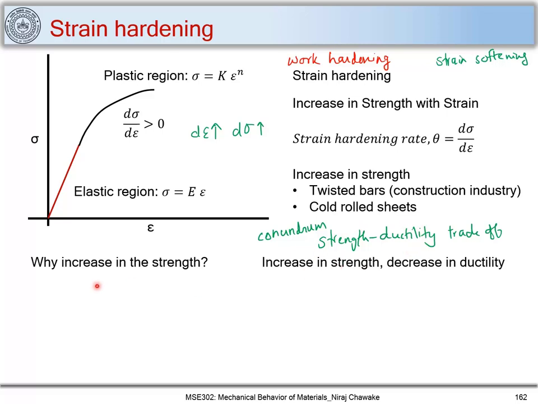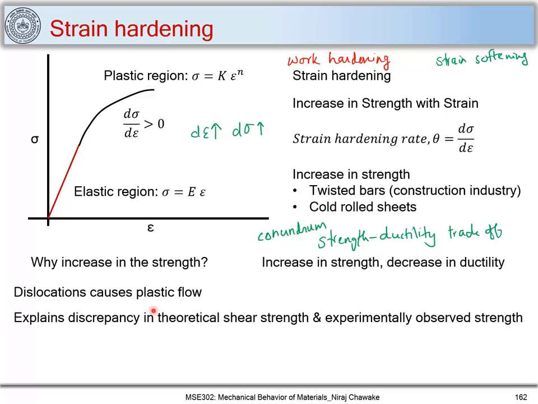So let's get back to the question of why there is an increase in the strength of a material. Let's look at it in terms of dislocations. Dislocations cause plastic flow. As we have seen, when a dislocation moves, there is plastic flow in a material. It also explains the discrepancy between theoretical shear strength and experimentally observed shear strength. So when I talk about the strength of a material, when there are dislocations, it decreases the strength of the material.